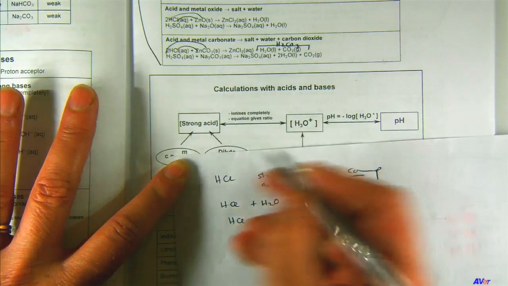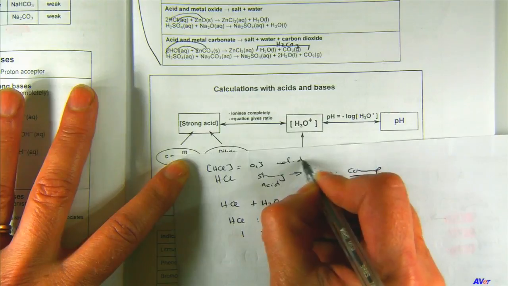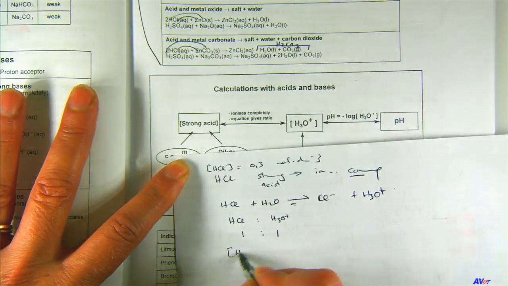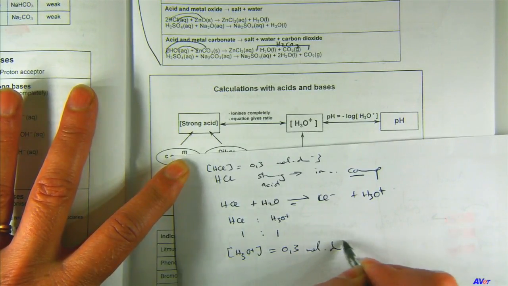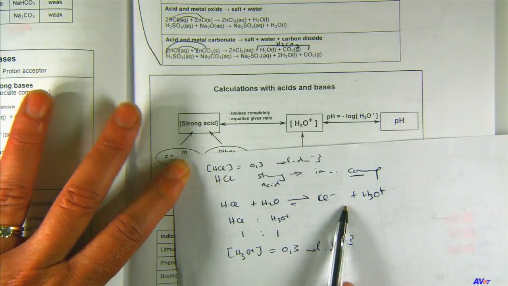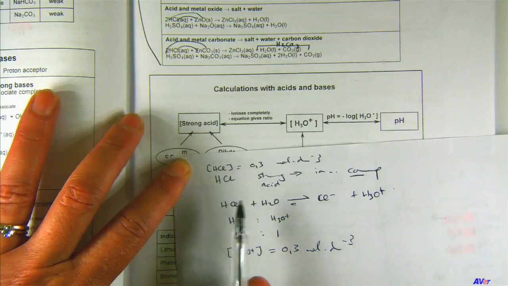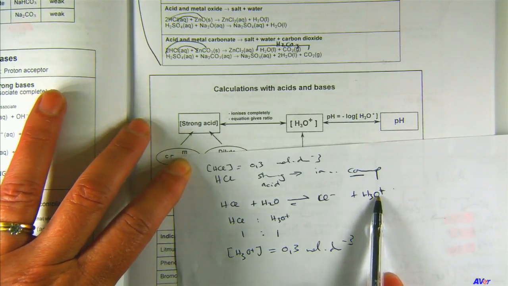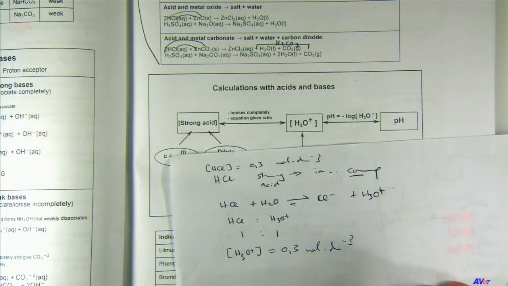So if they told me I've got an HCl concentration of, say, 0.3 moles per cubic decimeter, then I can say, okay, therefore my H3O plus concentration is also 0.3 moles per cubic decimeter. Because I know every single molecule is going to do that, because it dissociates, ionizes completely. And I know it's only making one. So if you think about your strong acid, HCl, how many hydrogens is it going to produce? 1. HNO3, 1. And H2SO4, 2.